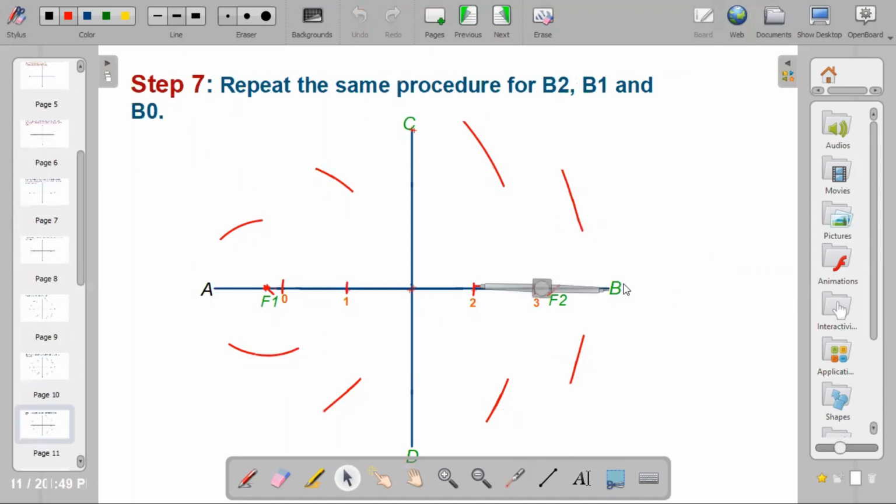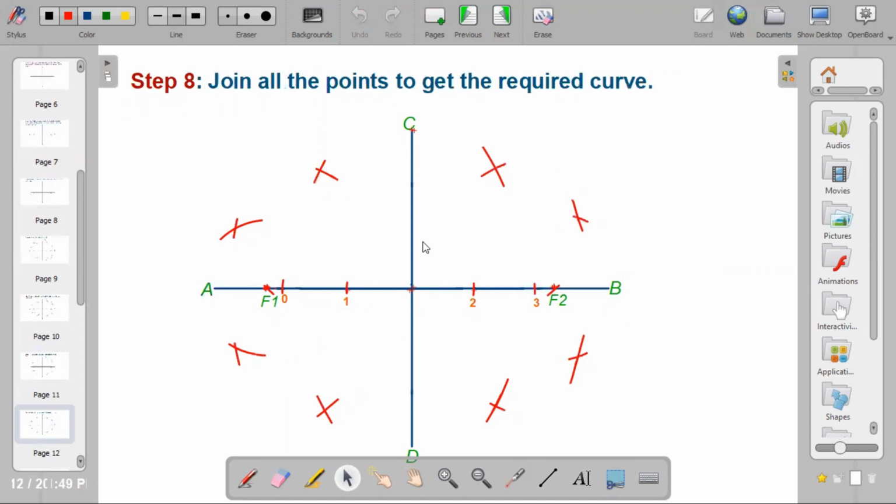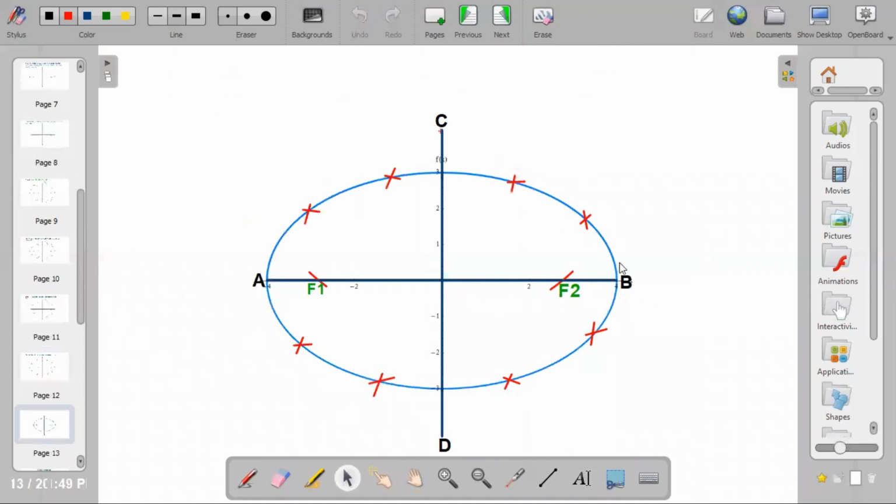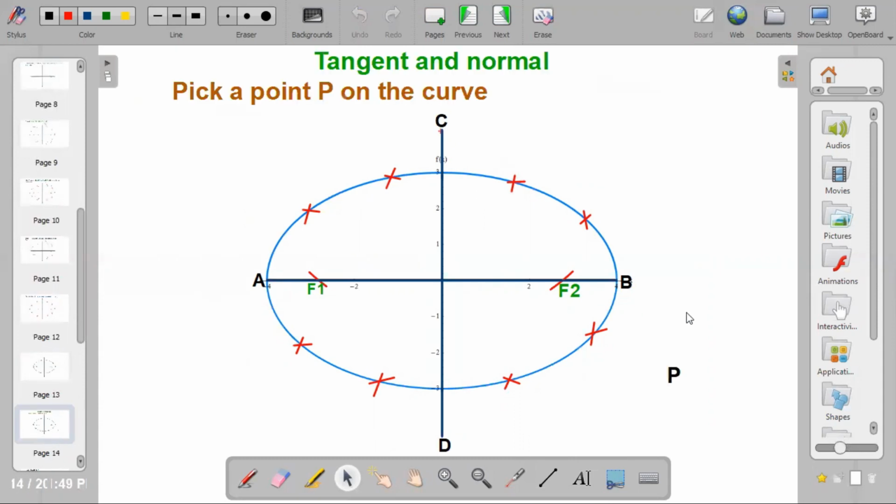So the next thing is to join all the points together. Join all the points to get the required curve. At the end of the day, you have a curve that looks like this. Now is to draw the tangent and normal. So we have to pick a point on the curve. It can be above, it can be below, it can be to the left, it can be to the right.